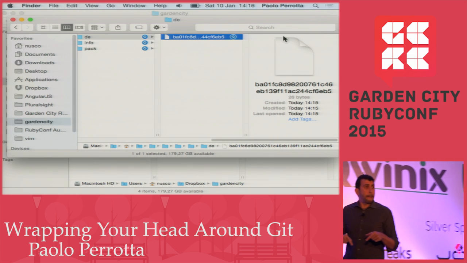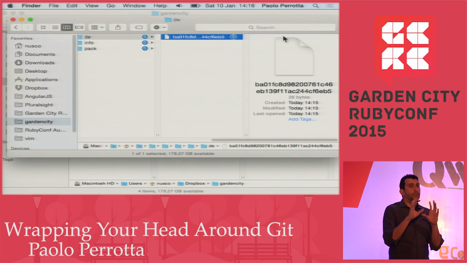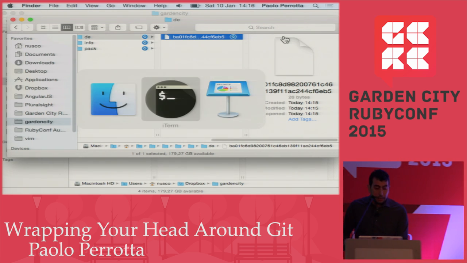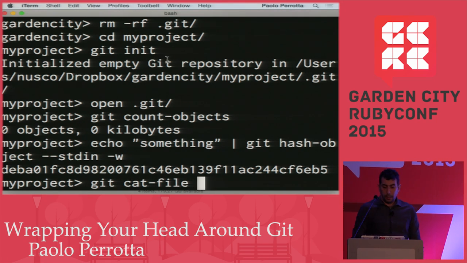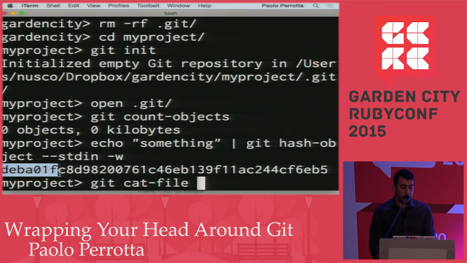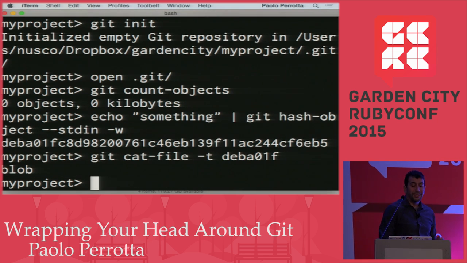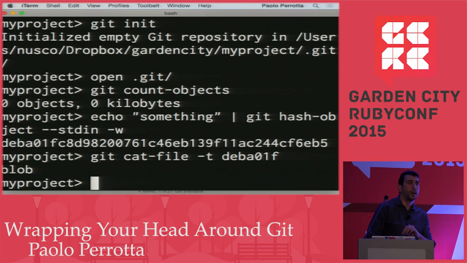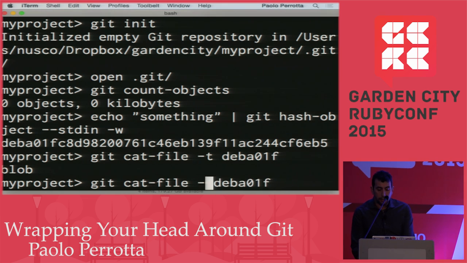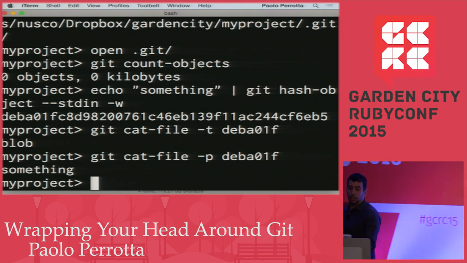And what's in that file? The content. The string is something. It's been zipped. It's been wrapped into a small header. But that's what it is. There is another command that I will use that is called git cat-file. And I can pass it this hash, or just the first few digits in the hash. And if I run it with minus t, it will tell me the type of this thing. It calls it a blob. Content, your files are called blobs inside Git. And if I run it with minus p, it's going to show the content. So far, so good.